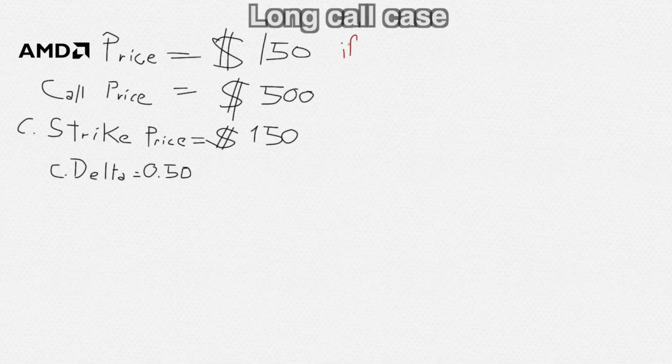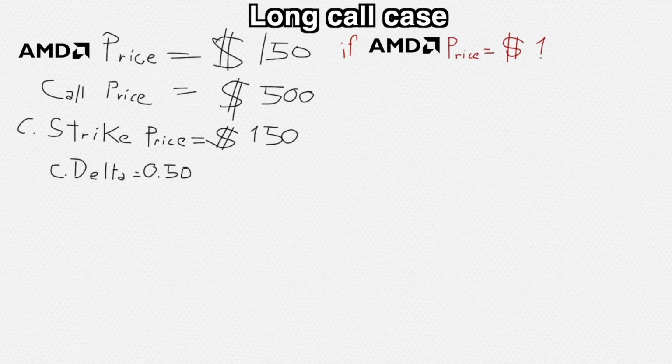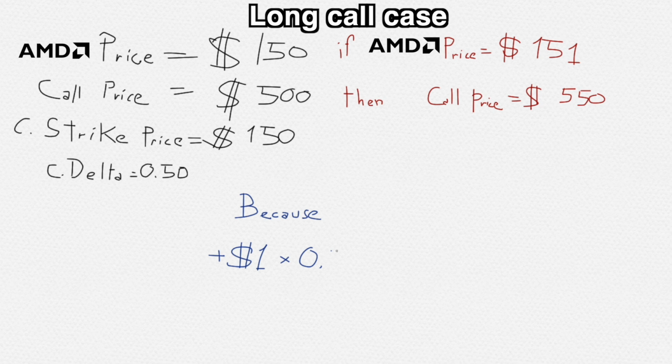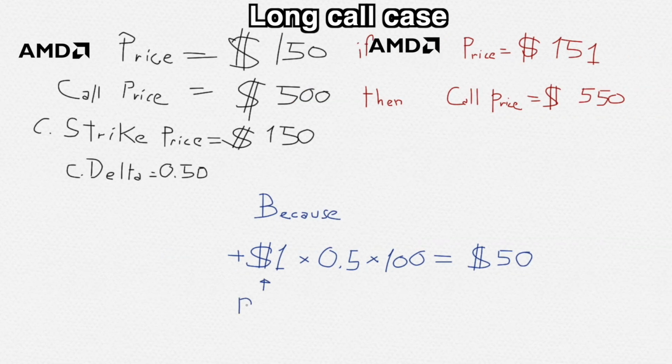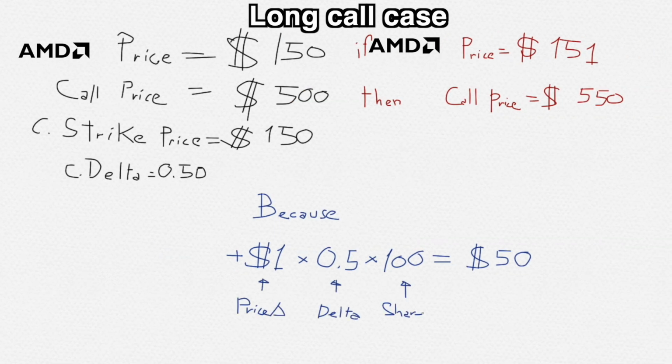This means that if the price of AMD moves from 150 to 151, so it increases by $1, the price of the option will also increase by $50, because we compute 0.5 times 100, since every option always works for 100 shares. So we have an increase of $1 multiplied by 0.5 that gives us a result of 0.5.